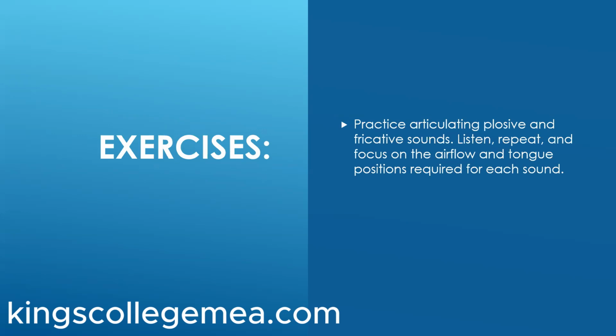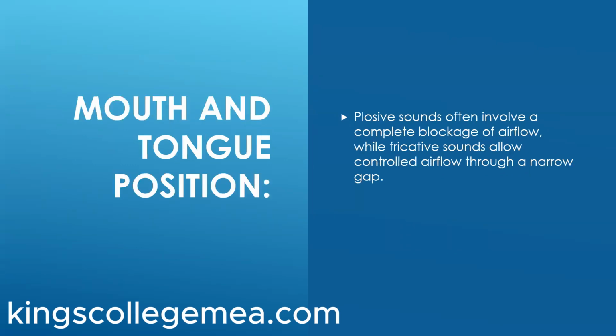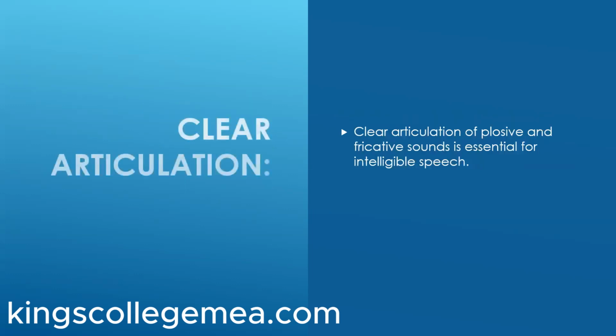I cannot emphasize this enough. You need to practice the building blocks, the vowel sounds and the consonant sounds. The more you practice the individual sounds, the easier it will become for you to speak with a better accent. Plosive sounds often involve a complete blockage of airflow, while fricative sounds allow controlled airflow through a narrow gap. Clear articulation of plosive and fricative sounds is essential for intelligible speech.